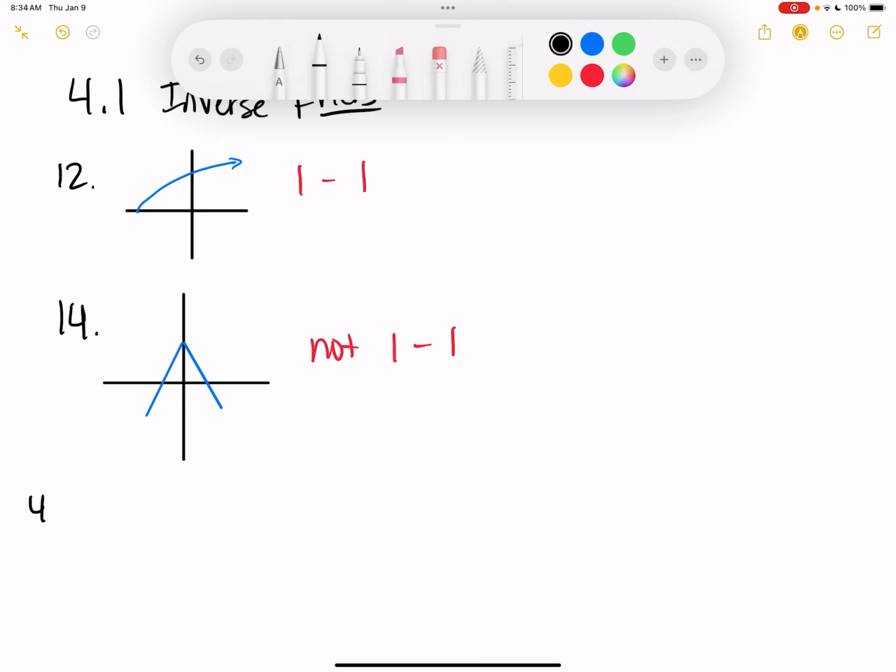So 42, f of x is equal to 3x plus 9. G of x equals 1/3 x minus 3.